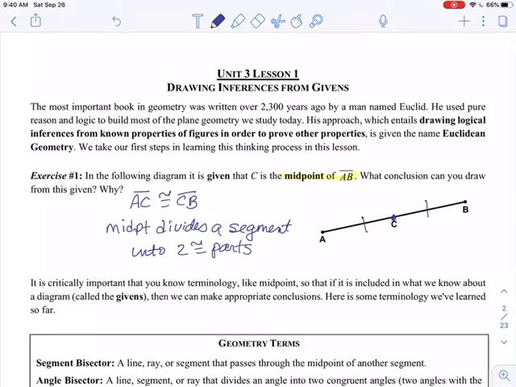So that's my reason why. I'm told it's a midpoint. I know a midpoint divides a segment in half. So I say that the left half equals the right half, and the reason that they are equal is because of my definition of midpoint. It's important that you know the terminology like midpoint and some other words that we've known. So there's a little summary right here of some words that we've already discussed.